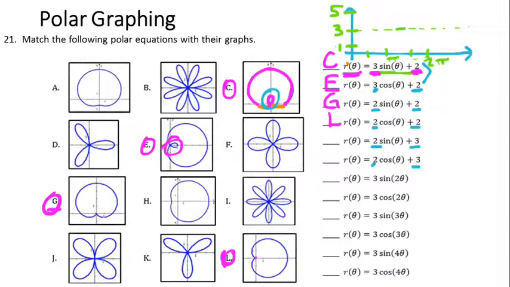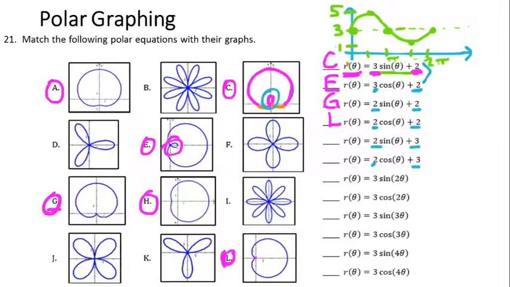And so sine is going to start right here in the middle. High, middle, low, middle. So if you notice, this graph never touches the x-axis at all. That means that r is never going to be 0. And so this is going to correspond to graphs A and H. Those never touch the pole. Their radius is never 0.